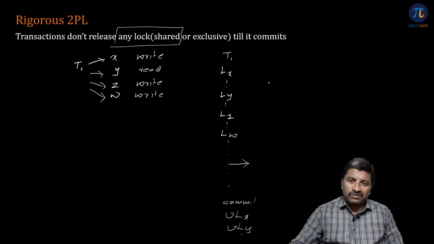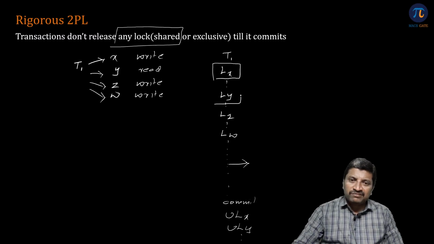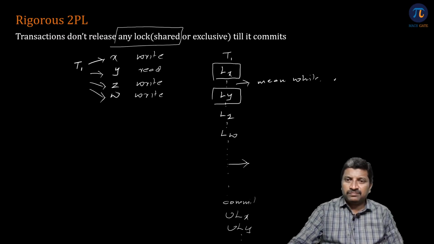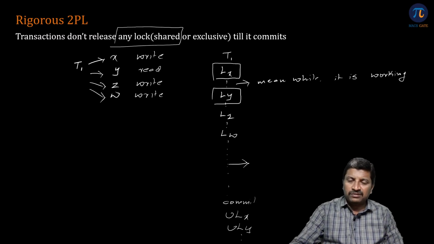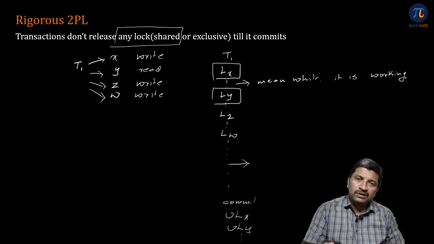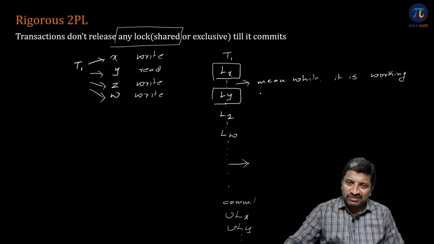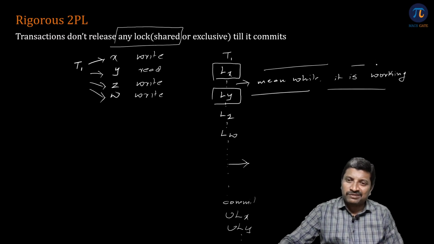Sir, please observe, once he got the lock for X, he is not waiting for the lock for Y. Meanwhile, he is working. So even if you don't have locks for all items, you can start work, but you should not release any lock till you complete work with all items. Why I gave this point is that it is important for the next variation.